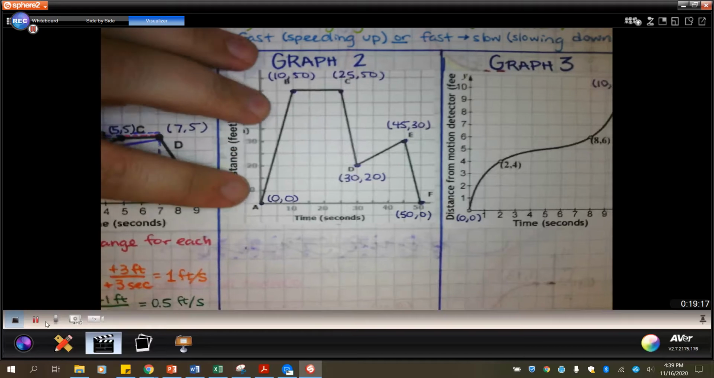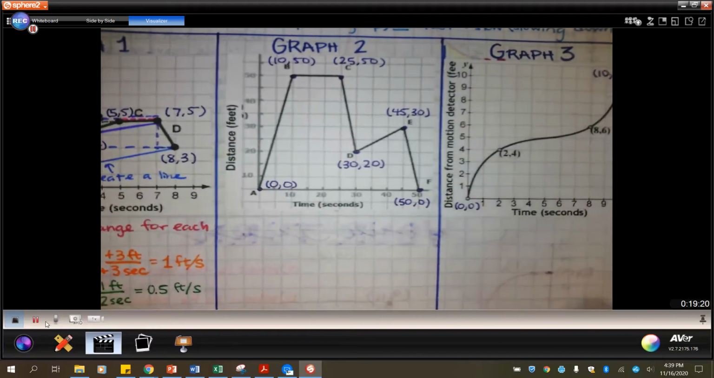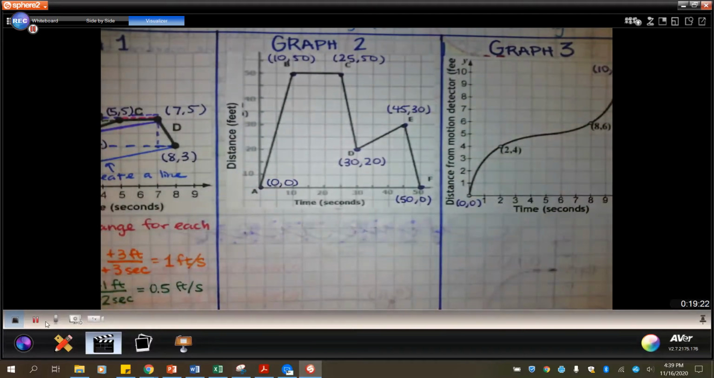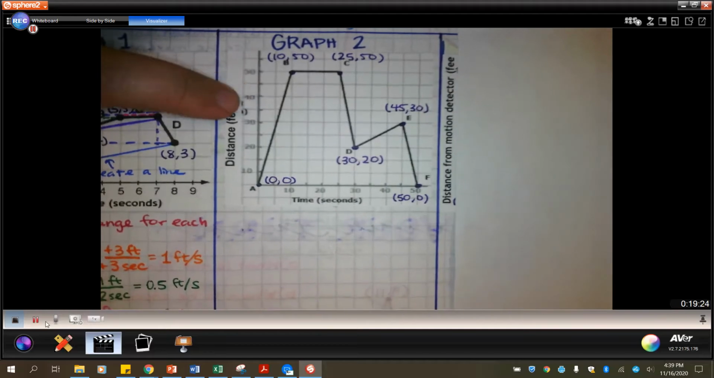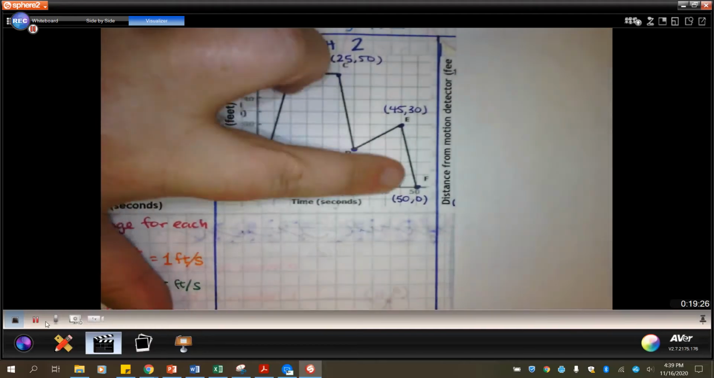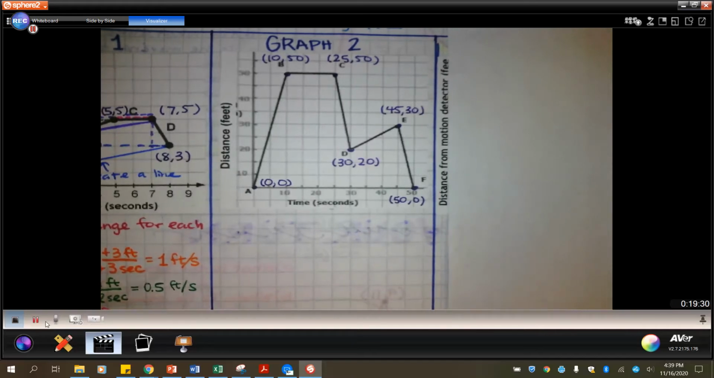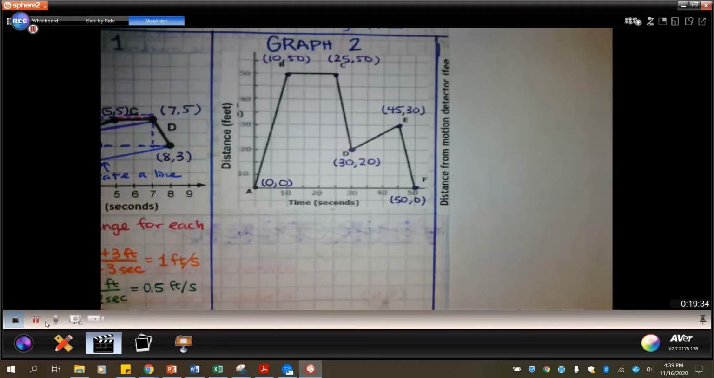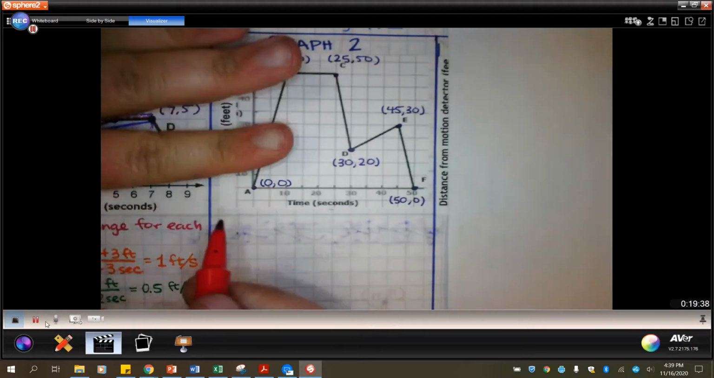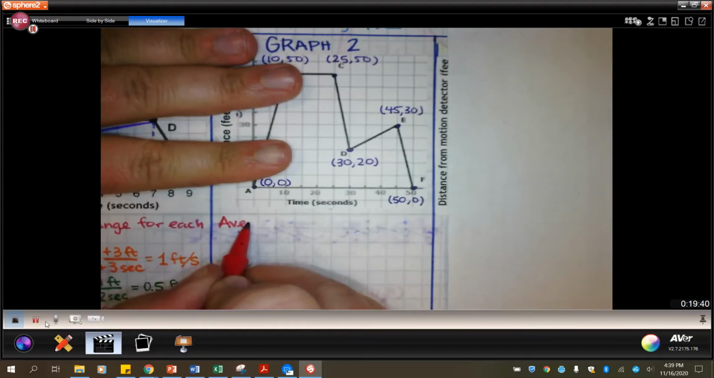Okay? So why don't we look at this one? Now, this one's a little different because instead of the sections being called A, B, C, D, each point is A, B, C, D, E, F. Okay? So we're not going to do all of them like we did on this one because that'd be a lot. But let's just do average rate of change.